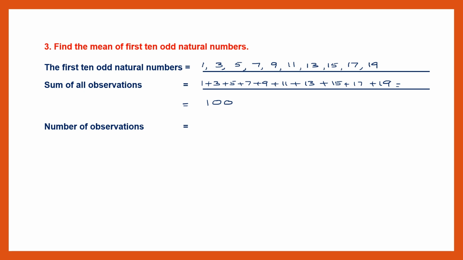Now, the next thing is the number of observations. How many do we have? The question itself says there are 10. So the number of observations is 10.